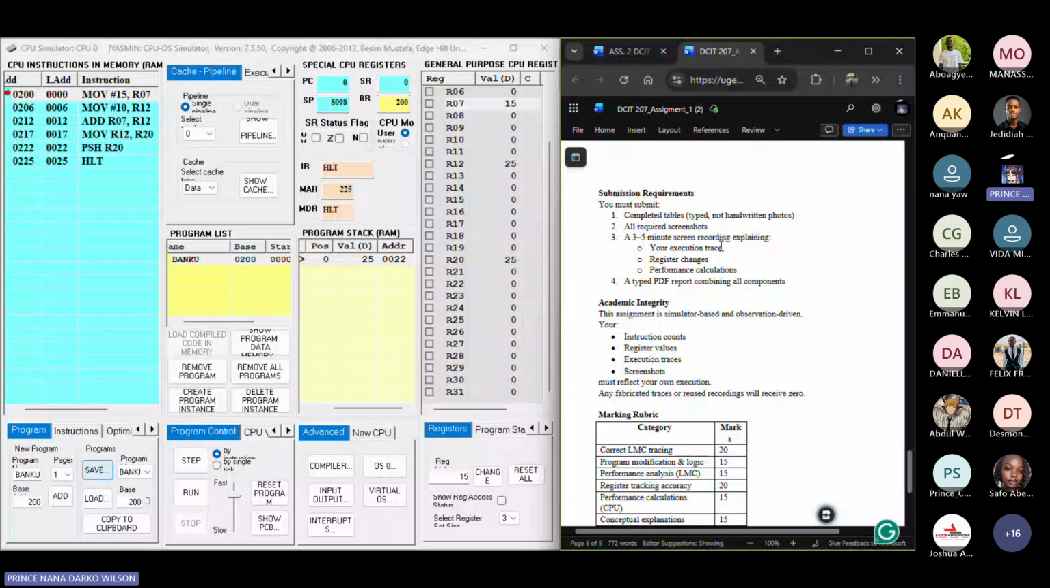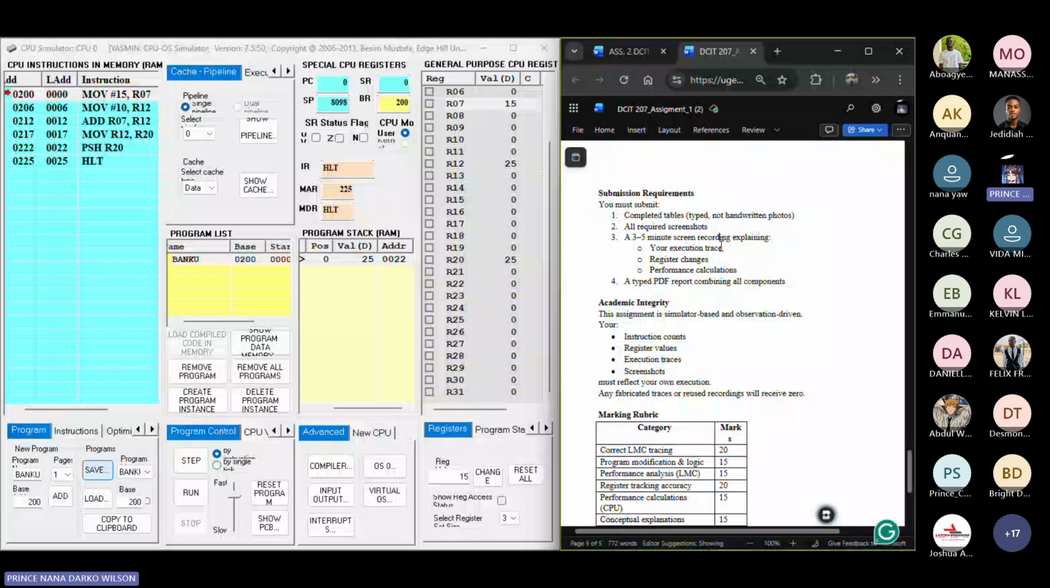Please, yes, sir. Do you think, per this submission requirement that you are reading now, that the LMC also will require the 3 to 5 minutes recording explaining your traces, or is it just for the CPU OS? Look at something here. When you come to the marking rubrics, it says correct LMC tracing and conceptual explanation. So it has taken that into account. I don't know if that is referring to the written text or to the explanation itself.